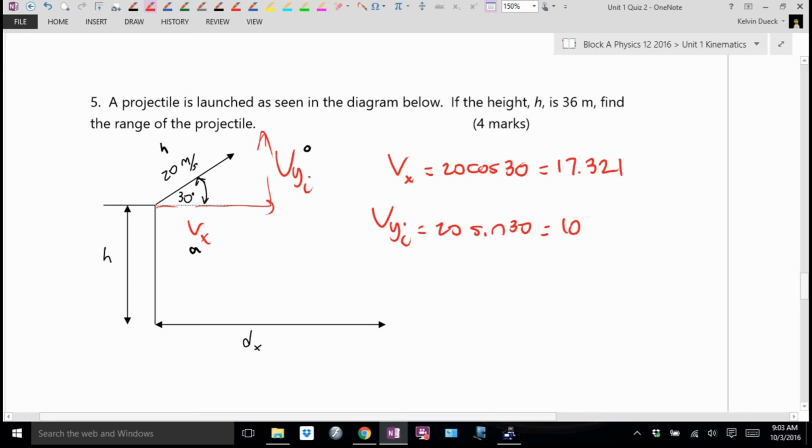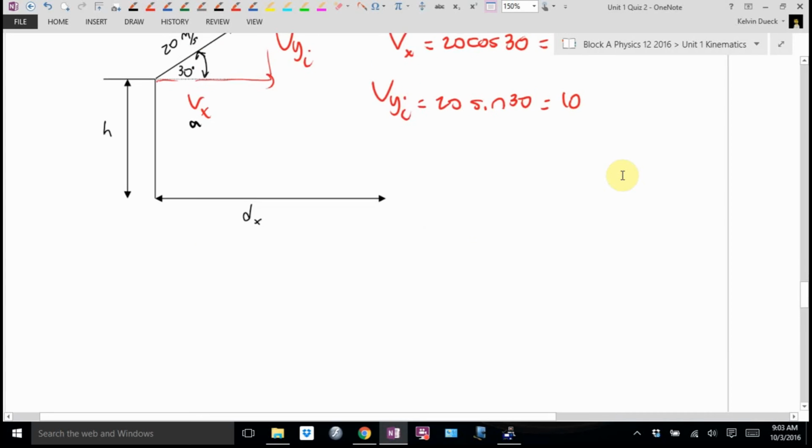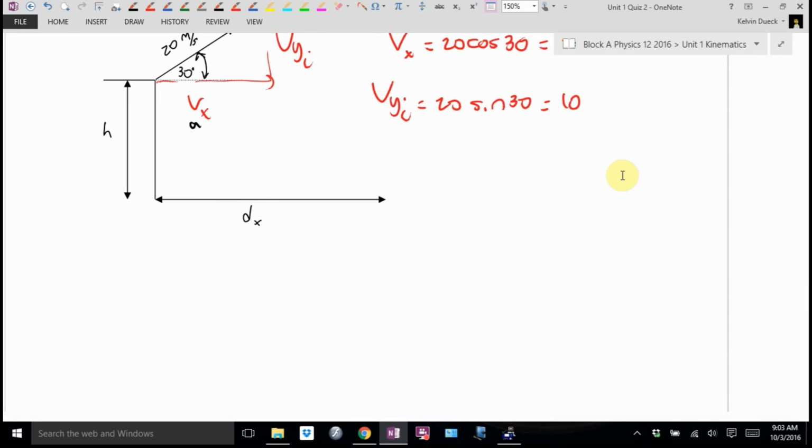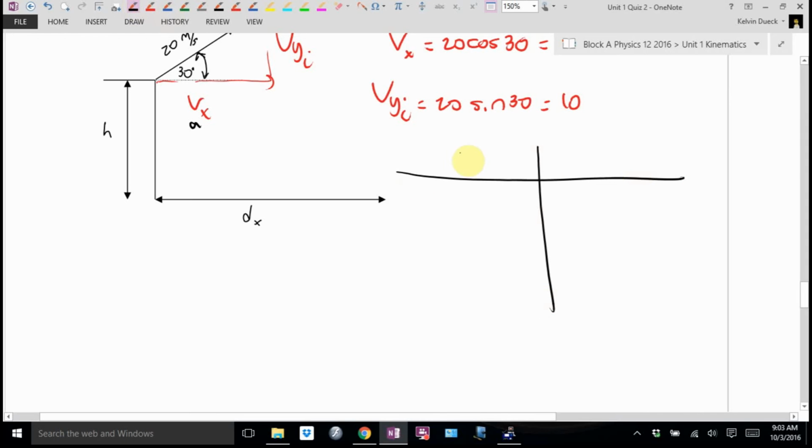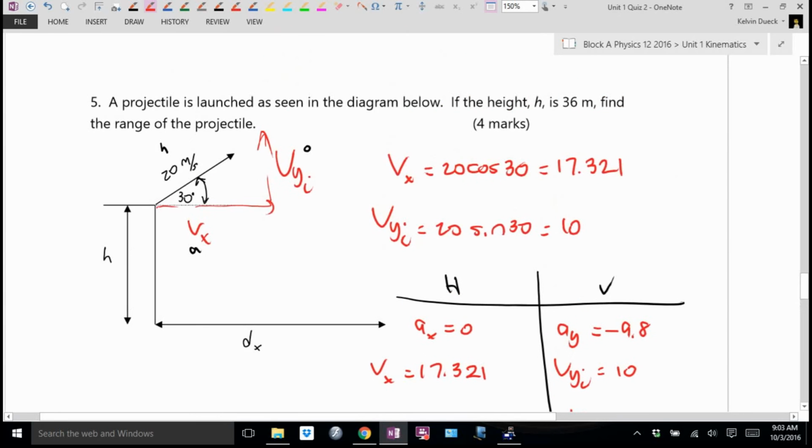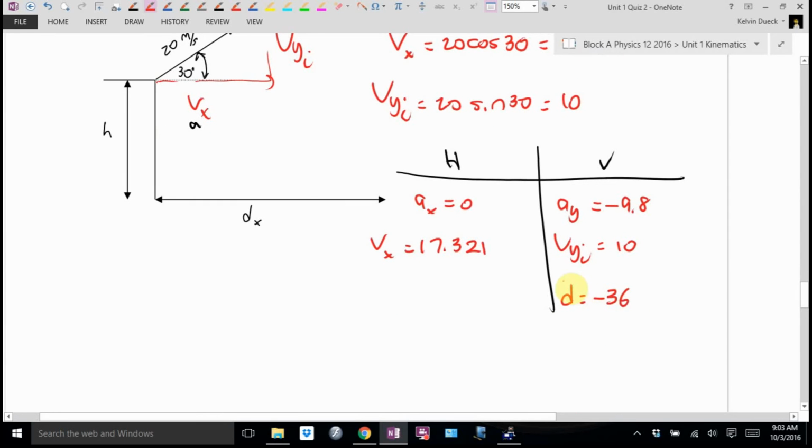Guess what I'm going to spend most of my time finding? Time. And here, since they gave me lots of room, let's do the full t-table, and let's kind of walk this through here. So my t-table is going to be horizontal, vertical, ax equals 0, ay is negative 9.8, and then for this question, Vx was 17.321. Vy initial was exactly 10. They must have given me one more thing. Oh, they gave me the vertical height. The vertical height is 36, so the vertical displacement is negative 36, and now I'm committed to solving for t vertically.